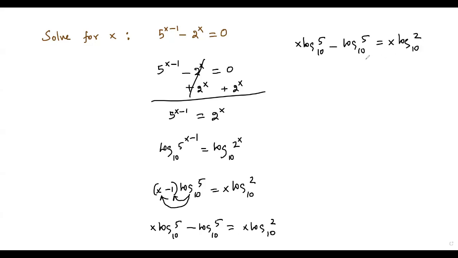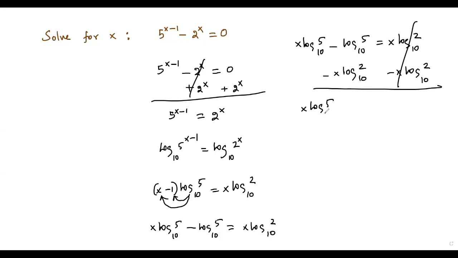Here we are trying to solve for the variable x, but the variable x appears on both sides of the equation. It has to appear on only one side of the equation. So we can get rid of the variable on the right side. For that, I have to subtract x times log base 10 of 2 on both sides. The positive and negative x times log 2 cancel out. I get x times log 5 minus log 5 minus x times log 2 equals 0.